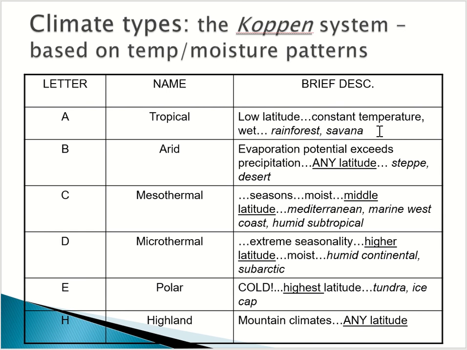And one of the things I did in class at the very end was introduce the Köppen system. You see these climate zones described with a series of letters. And this table with the capital letters here has some of the first order distinctions: tropical, arid, mesothermal, microthermal, polar, highland.